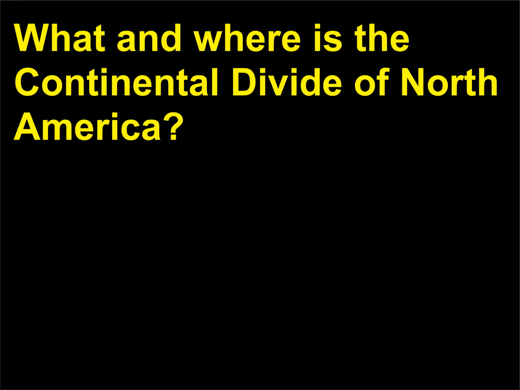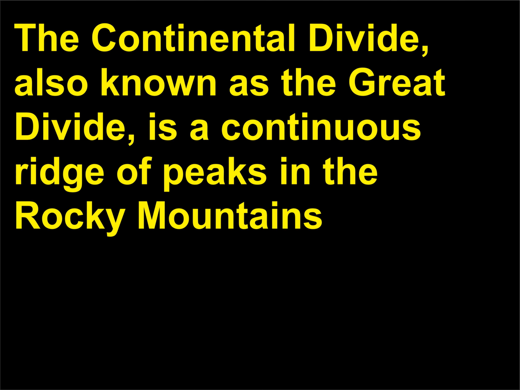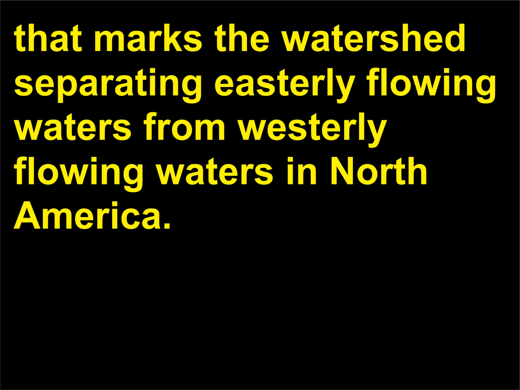What and where is the continental divide of North America? The Continental Divide, also known as the Great Divide, is a continuous ridge of peaks in the Rocky Mountains that marks the watershed separating easterly flowing waters from westerly flowing waters in North America.